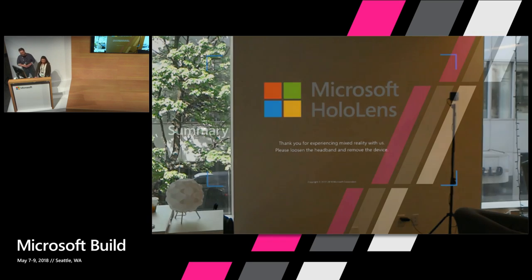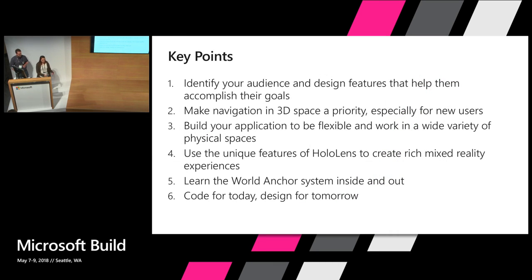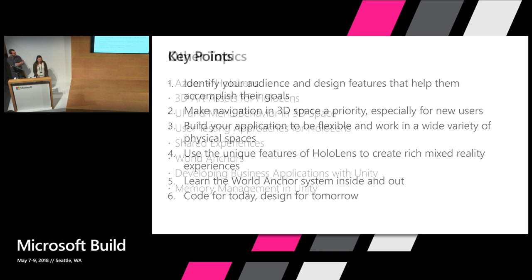All right, so quick summary here. Here are a couple of the key points. We're running a little low on time, so I'm not going to hit all of them, but just remember to identify your audience, make navigation in 3D space a priority, make sure to build your application to be flexible and work in a wide variety of physical spaces. Really take advantage of all those unique features of HoloLens when creating your experiences. Learn the world anchor system inside and out, as Caleb discussed, and code for today, but design for tomorrow.